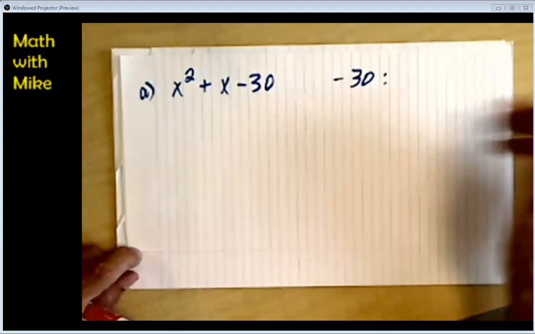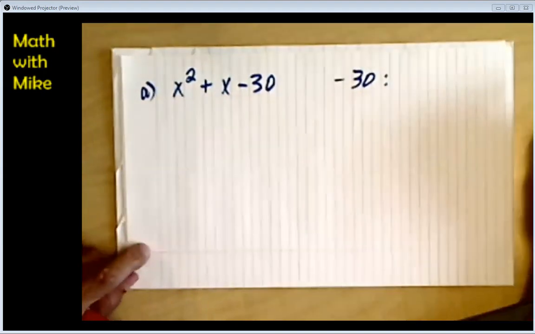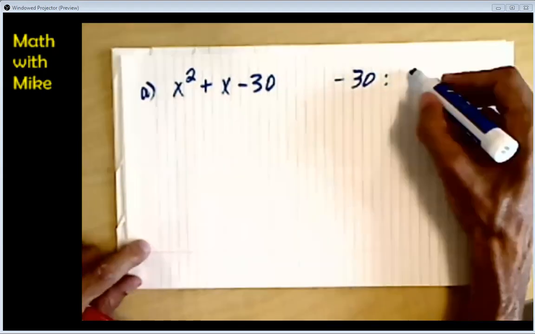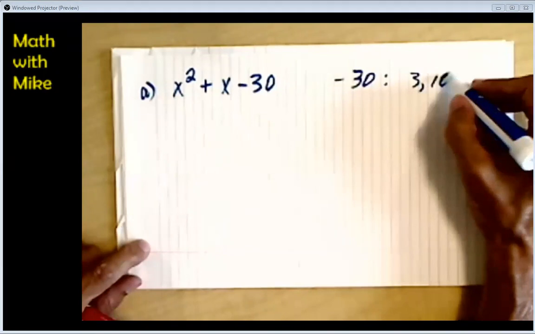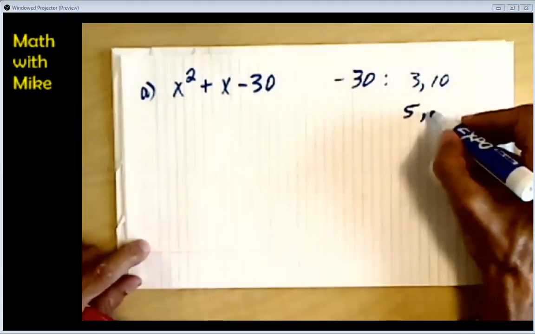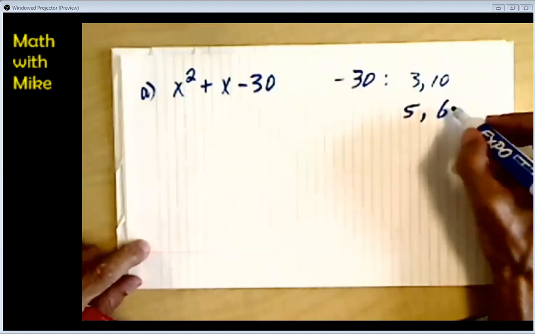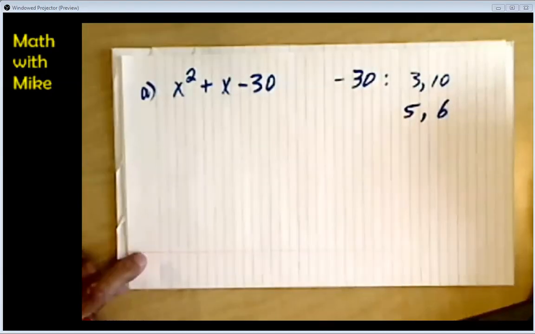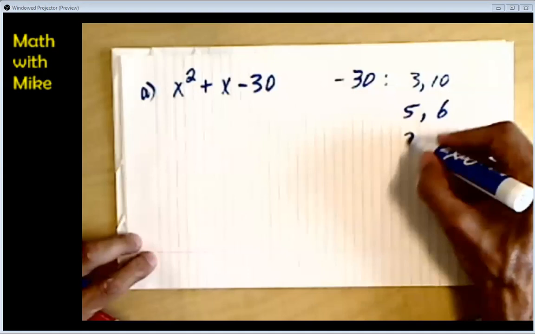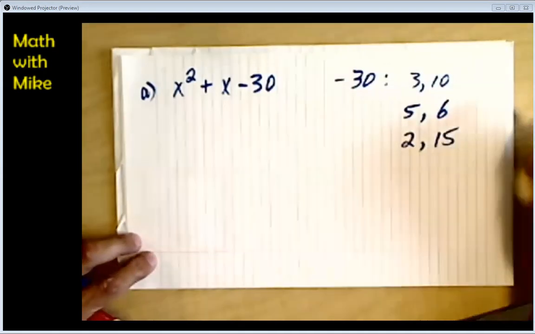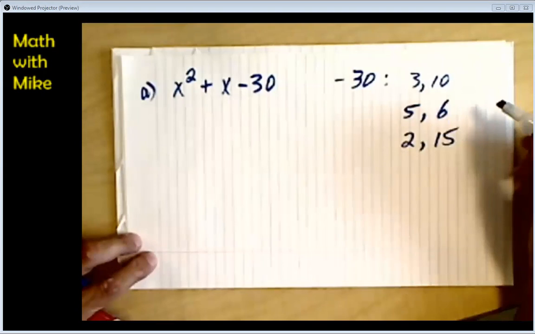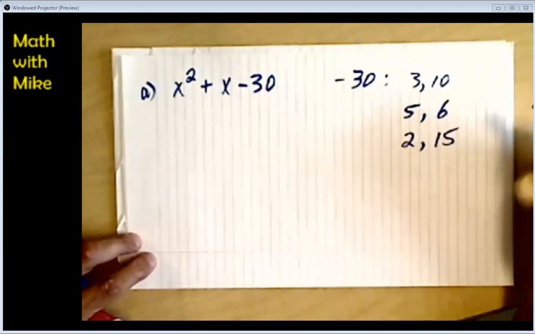So we can start listing them. Which numbers can work? 3 and 10? Yep, that's possible. 5 and 6, those are the answers, right? So those ones are there for sure. What else? Yep, 2 and 15, 15 and 2. Yeah, we'll have our signs in there as well for sure. Any others? 10 and 3 is there.